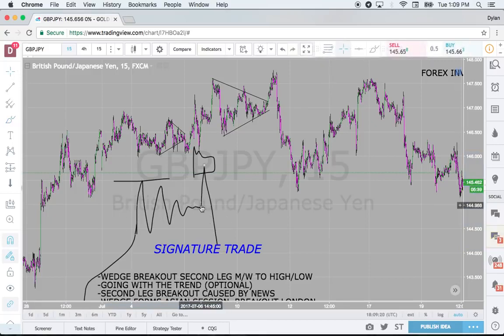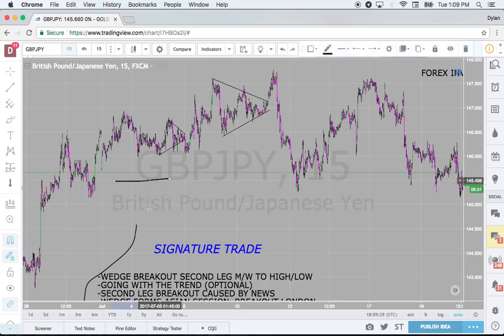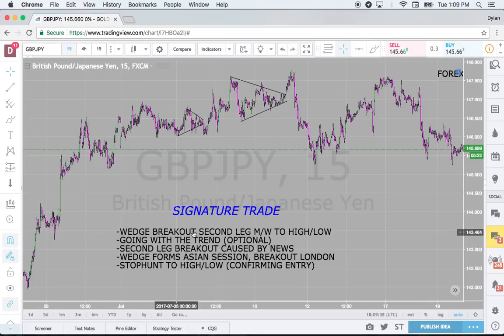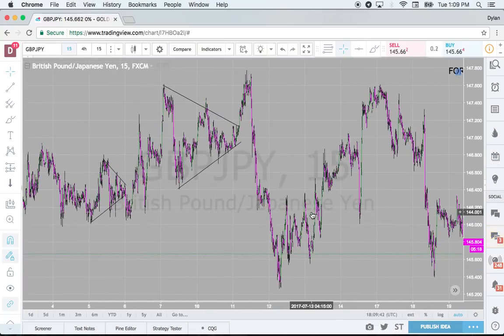So that's all this trade is, you guys. No indicators necessary, no averages, no templates, none of that junk. You don't need any of that to trade this. And this is a very high probable setup. So: wedge breakout, second leg M or W to the high or the low of the day.